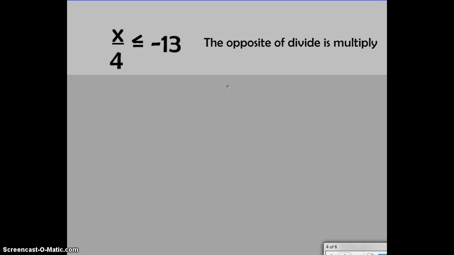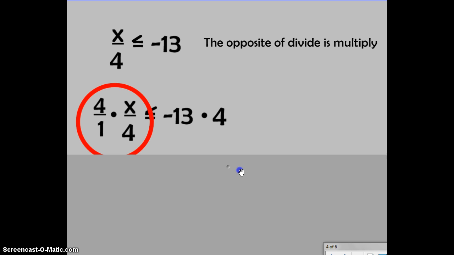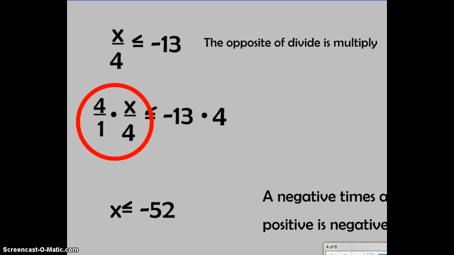If we switched gears and think about an inequality, we have x divided by 4 having a value less than or equal to negative 13. The operation in this problem is division. Its opposite is multiplication. So just like in my equation, my first step is going to be to multiply by 4. The left side of my inequality is going to reduce to an x. Negative 13 times 4 is still going to be a negative 52.